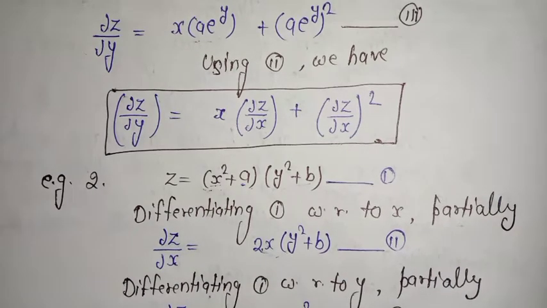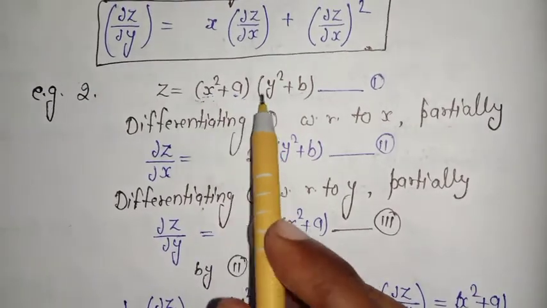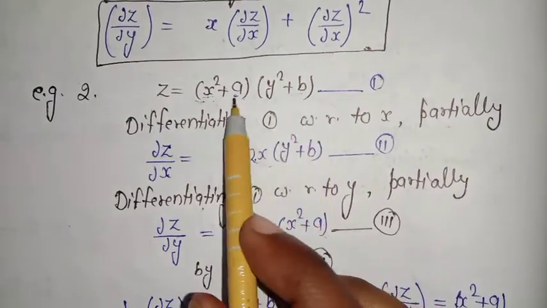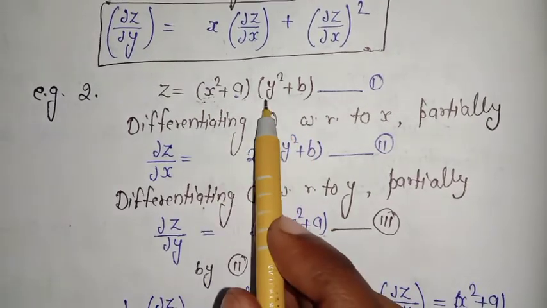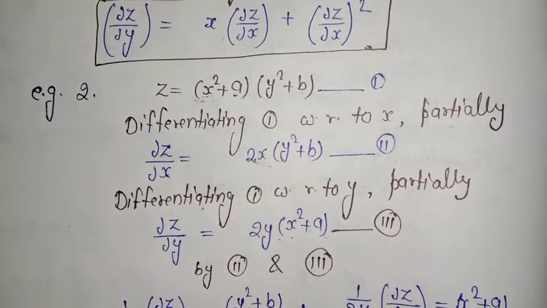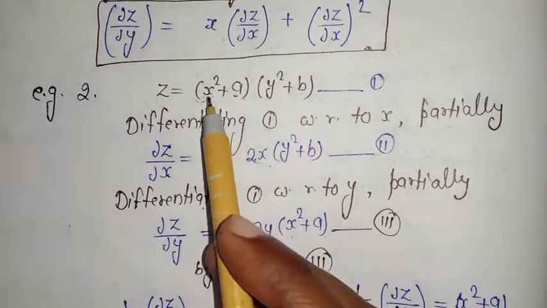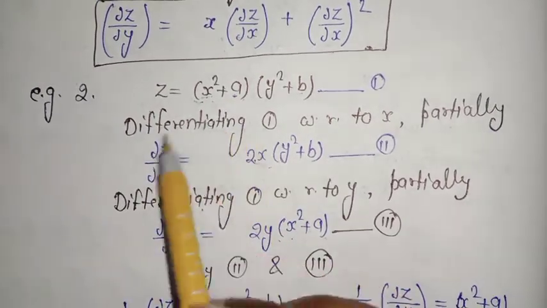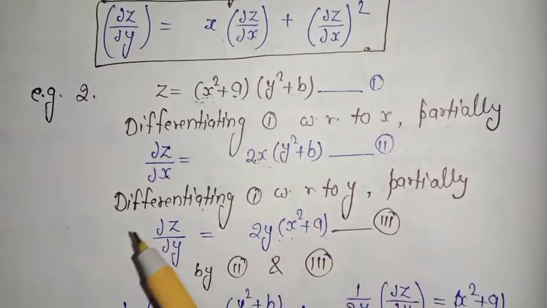Now I am taking our next example, that is z is equal to (x square plus a) into (y square plus b). Now you can see a and b are the arbitrary constants and x and y are the independent variables. So the number of arbitrary constants is equal to the number of independent variables. So the equation that will be obtained must be of first order, and since there are two constants, we need three equations to eliminate them.